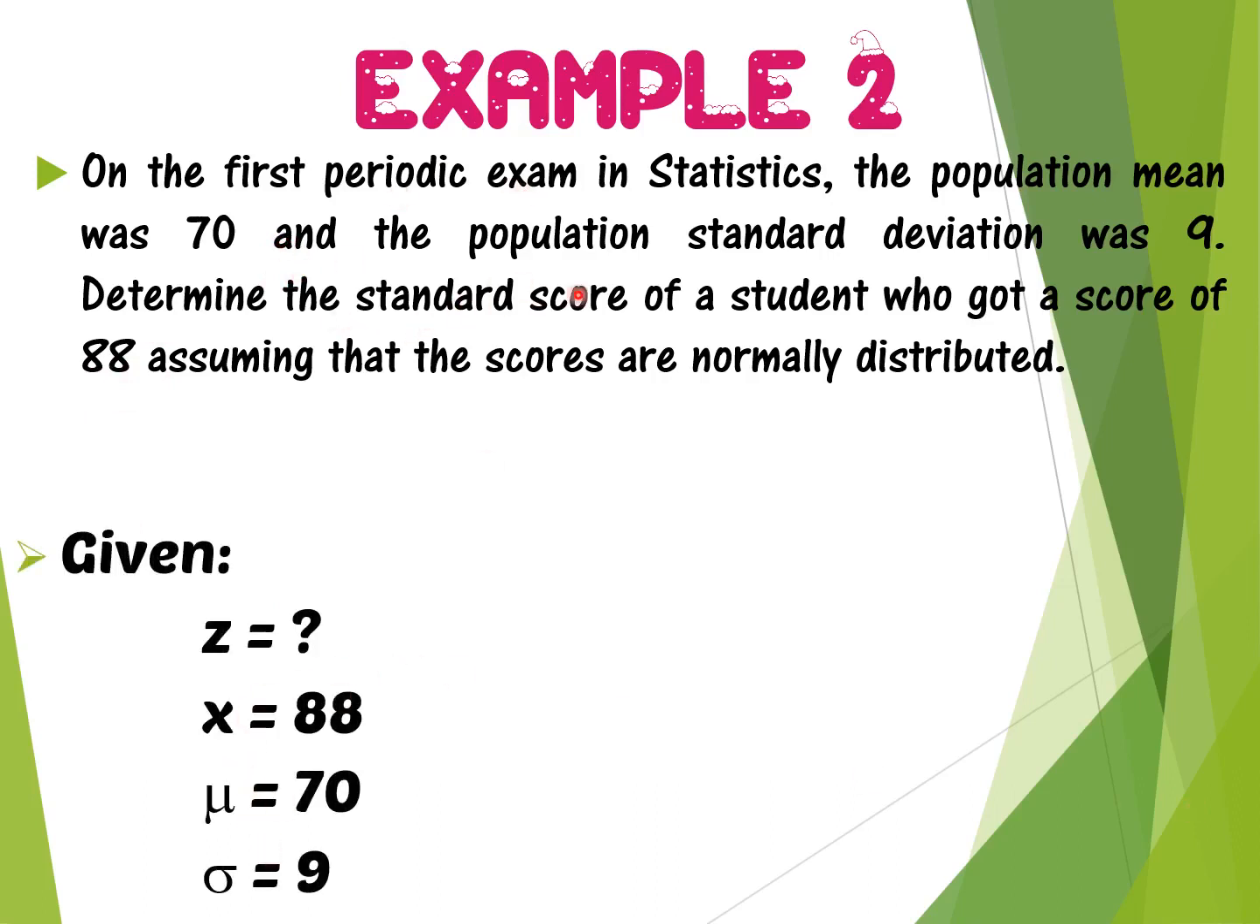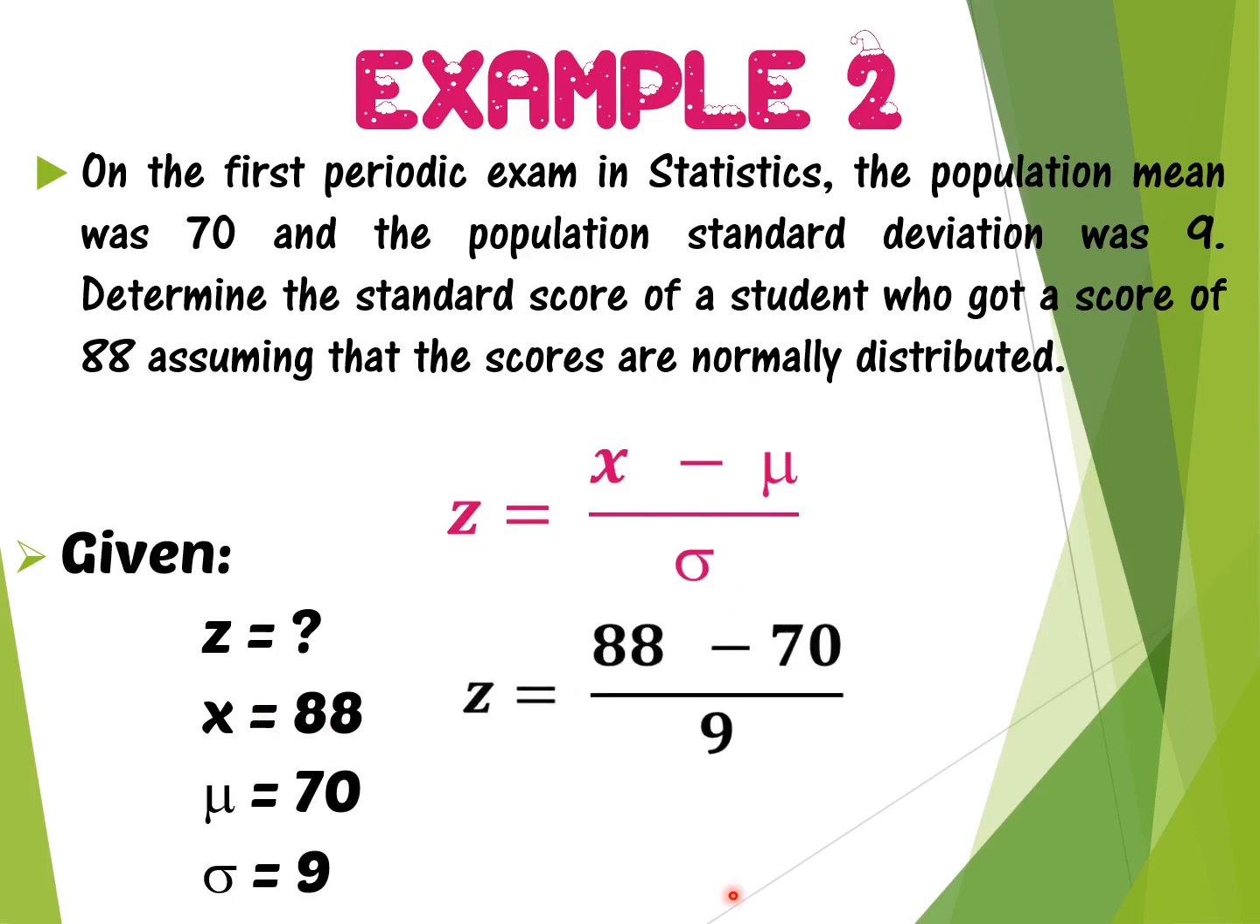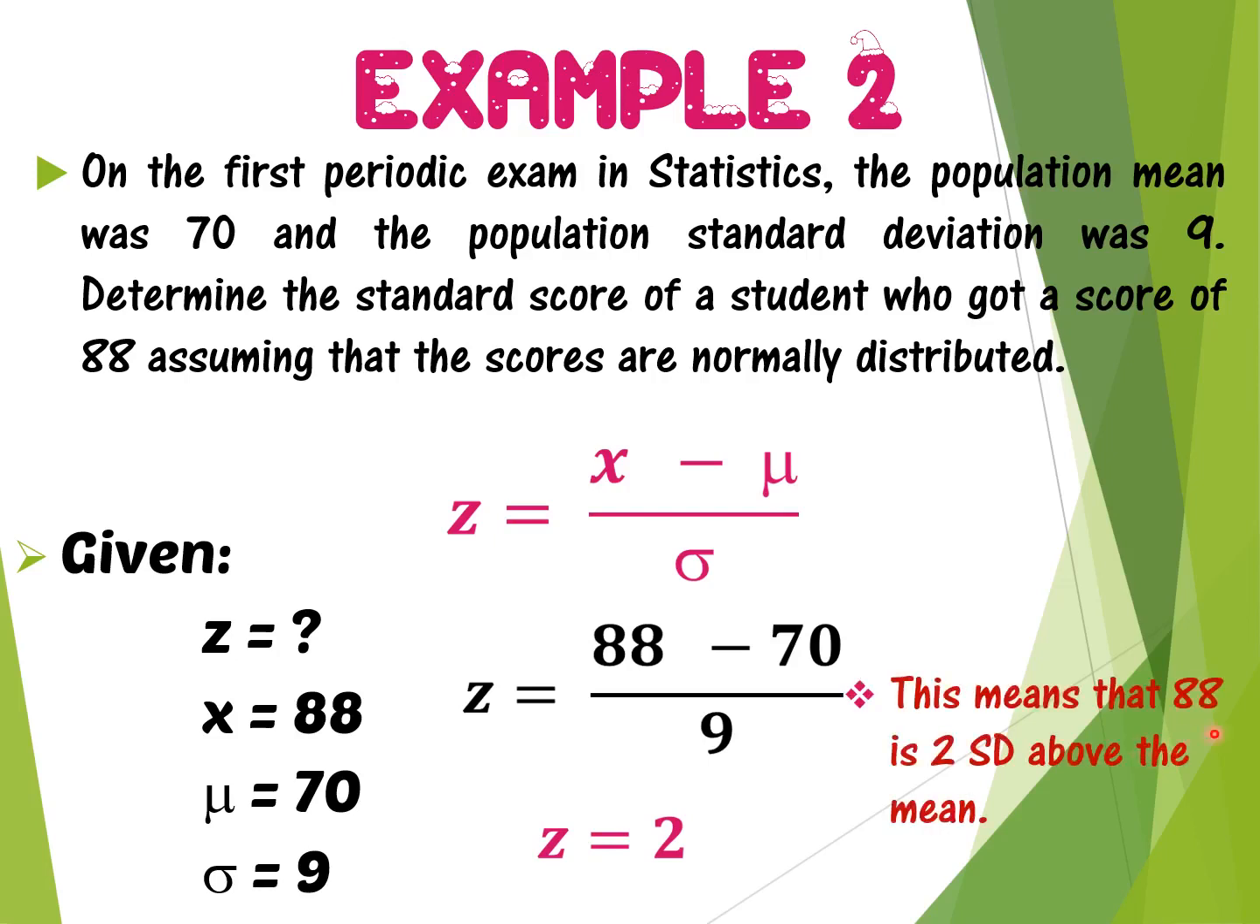Your mean is 70 and the standard deviation is 9. Here it is indicated that it is a population, ang ating given. So using the formula for the population z-score, and by substitution, that will give you 88, your raw score, minus 70 divided by 9. So 88 minus 70 is 18, divided by 9. That will give you exactly 2. Since it is positive, our conclusion is that 88 is 2 standard deviations above the mean. Did you follow?